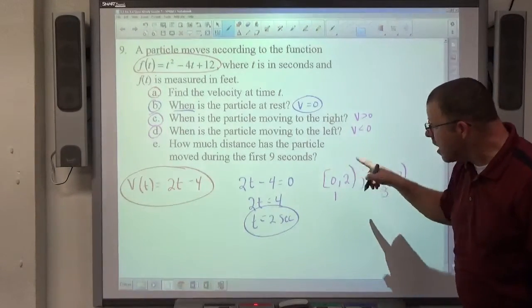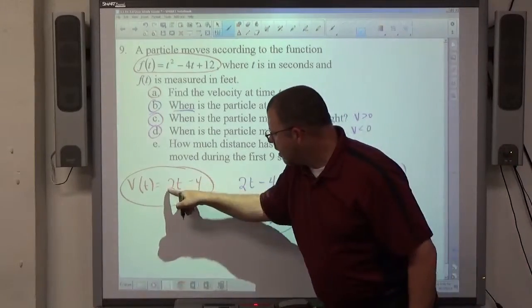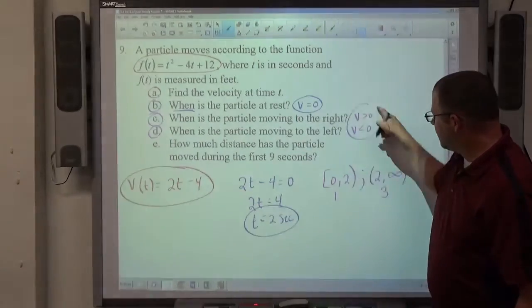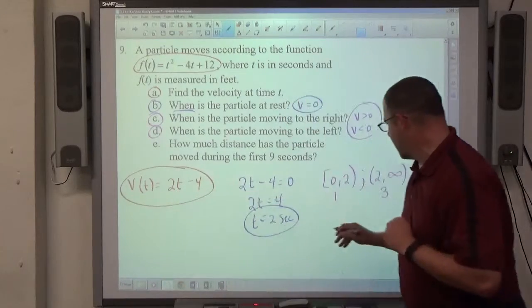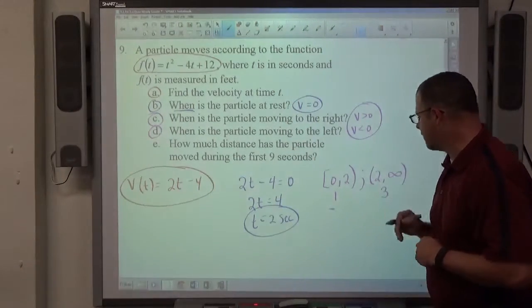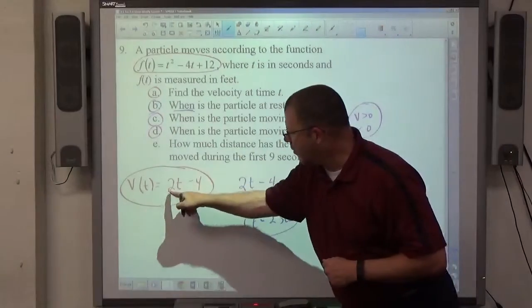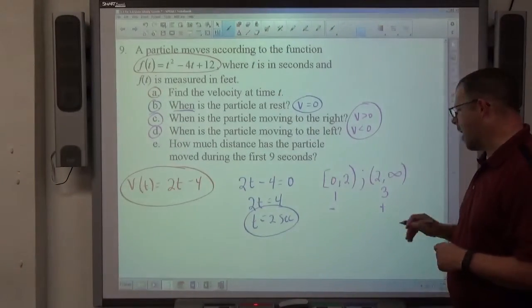So v of 1, because again we're looking for velocity, going back to the velocity function, 2 times 1, 2, minus 4 is negative 2. So I get a negative velocity there. For 3, 2 times 3 is 6, minus 4 is positive 2, I get a positive velocity there.